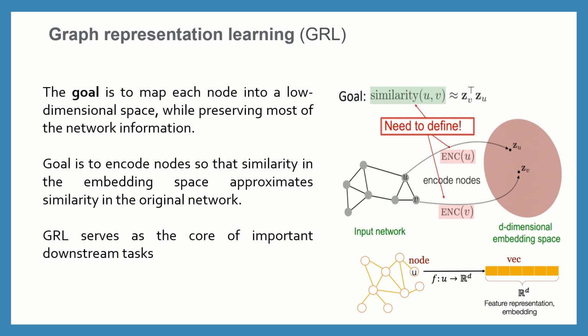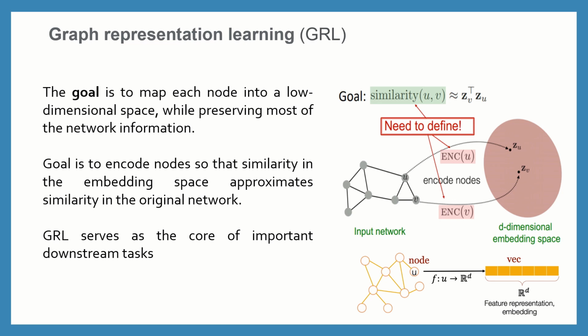So for graph representation learning, the goal is to map each node into a low-dimensional space while preserving most of the network information. So it means that graph representation learning is to encode nodes so that similarity in the embedding space approximates the similarity in the original network.